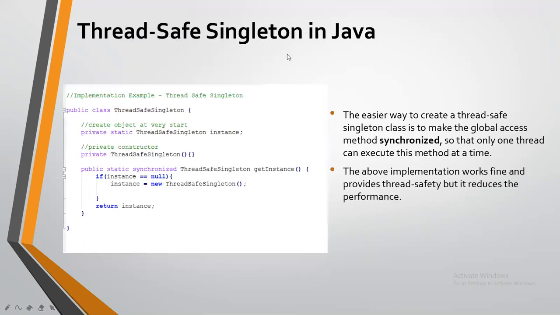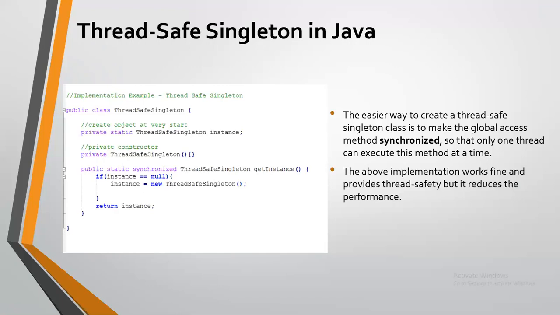So this is thread safe singleton in Java. In this slide, we are going to see how to create a thread safe singleton class. The easier way to create a thread safe singleton class is to make the global access method synchronized, so that only one thread can execute this method at a time. If we want to make this singleton class thread safe, we should make the getInstance method synchronized. Here, synchronized is the Java keyword which is used to create synchronized code.